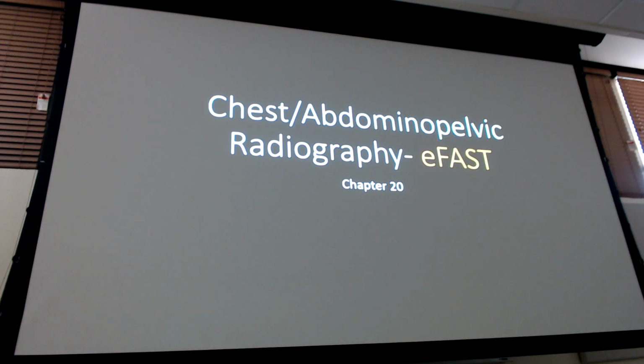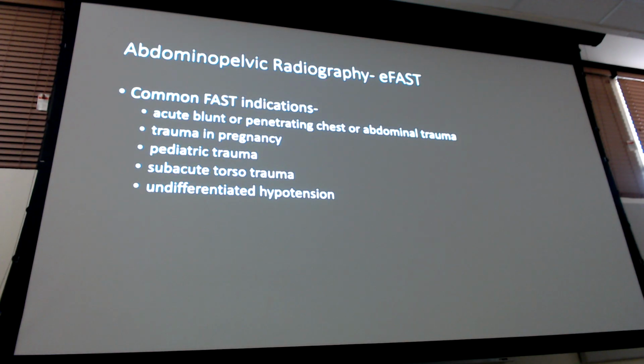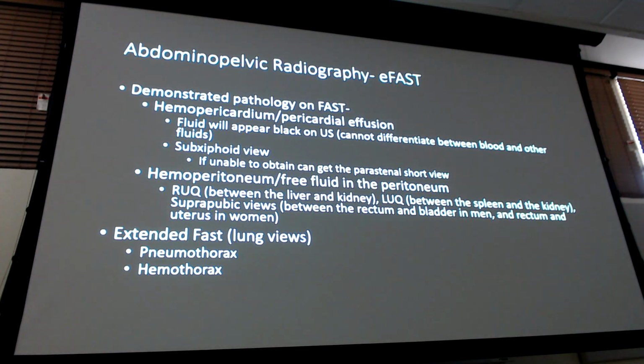E-FAST, finally. We've been talking about it all this time, we're finally gonna go over it. When do we do it? Trauma. Acute, blunt, penetrating, chest or abdominal trauma, trauma in pregnancy, pediatric trauma, subacute torso trauma, undifferentiated hypotension, probably because they're bleeding from trauma, and we don't know why. Trauma. All right, there we go.